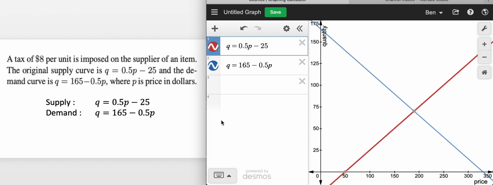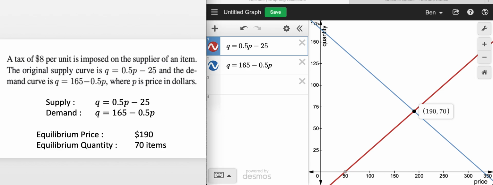So I first want to find the equilibrium price and quantity before taxes. If I click on one of the two functions, I'll notice that I have a point of intersection here labeled. In this case, it's 190 and 70. So here, remember the x-coordinate, 190, represents the price, and the y-coordinate, 70, represents the quantity. So our equilibrium price before taxes is $190, and our equilibrium quantity before taxes is 70 items.